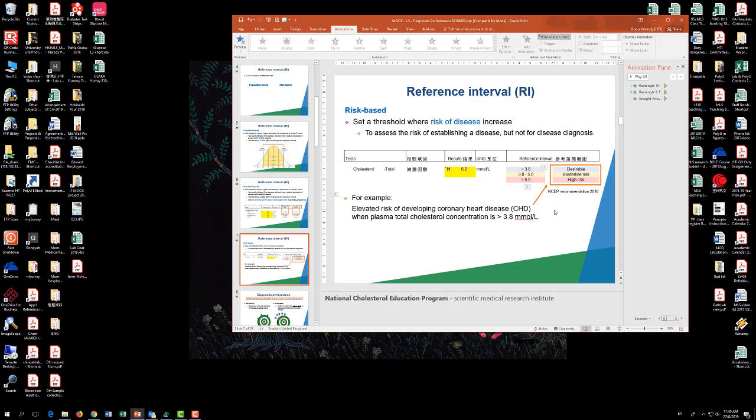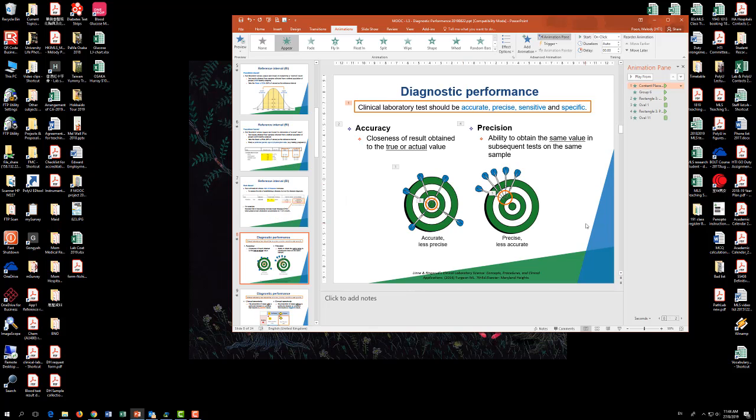These reference intervals are usually recommended by research institutes after a medical research study. So for us, we should keep our cholesterol level lower than 3.8. In this case, these people have a high risk of getting coronary heart disease. So now you know what is a biomarker and how to interpret the results based on the reference interval.